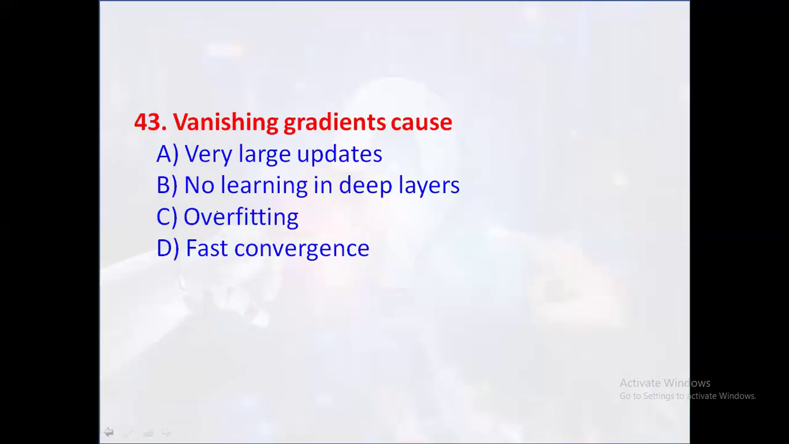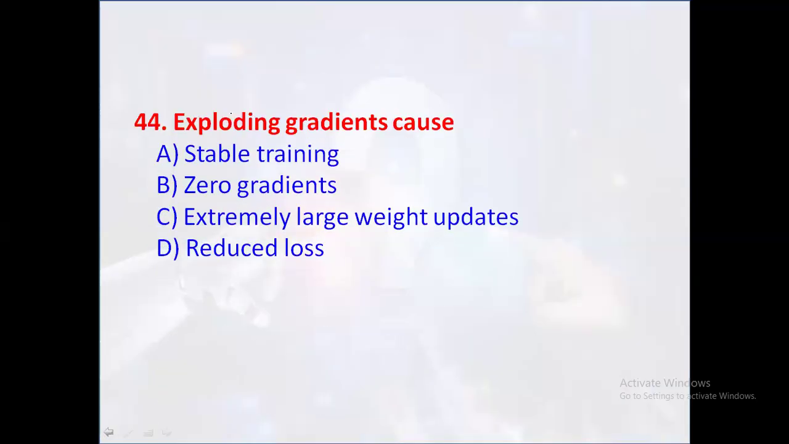Next, vanishing gradients cause very large updates, no learning in deep layers, overfitting, fast convergence. So here, no learning in deep layers. Next, exploding gradients cause stable training, zero gradient, extremely large weights, reduced loss. The answer is exploding gradients are caused by extremely large weight updates.